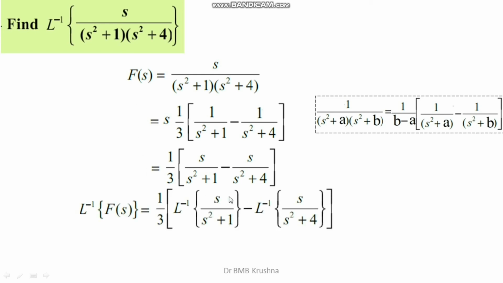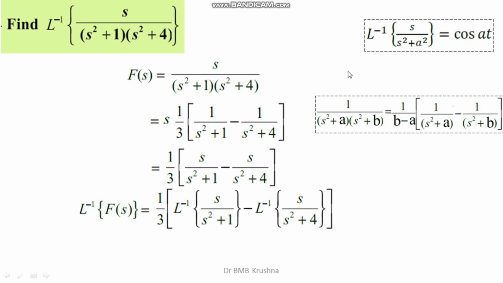Now we can apply inverse Laplace transform throughout this equation. L inverse of f of s is 1 by 3 L inverse of s by s square plus 1 minus L inverse of s by s square plus 4. We know that L inverse of s by s square plus a square is cosine at. Now here these two functions are in the form of s by s square plus a square, use this formula. We have to evaluate these two inverse Laplace transforms.